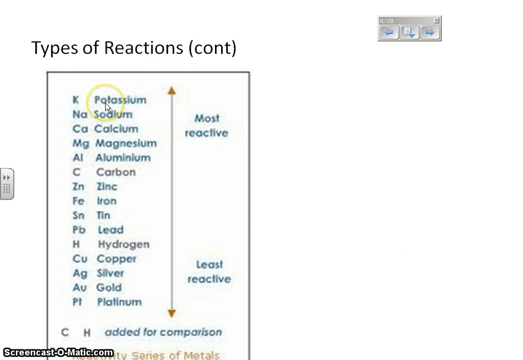Refresh your memory that this is the list. The top of the list is the most powerful of the elements. The bottom part of the list is the least powerful, if you will. Carbon and hydrogen are added in there on this list just for comparison purposes, so you can see where they're at. Most reactive at the top, least reactive at the bottom.